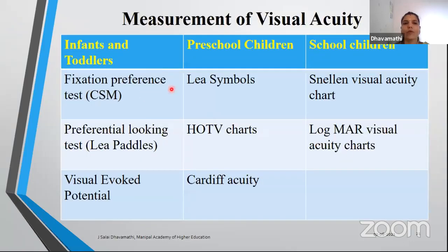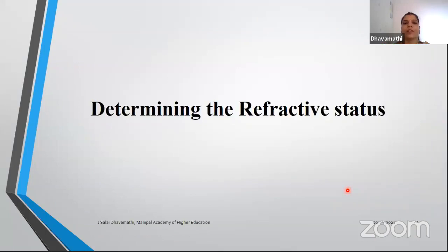So on the whole, for infants and toddlers, you can do fixation preference, preferential looking, and VEP. For preschool children, Lea symbols, HOTV and Cardiff, or the tumbling E. School children, Snellen visual acuity chart and Logmar visual acuity chart. So once the visual acuity is done, then you can go for the refraction. Determining the refractive status of the eye is very, very important.